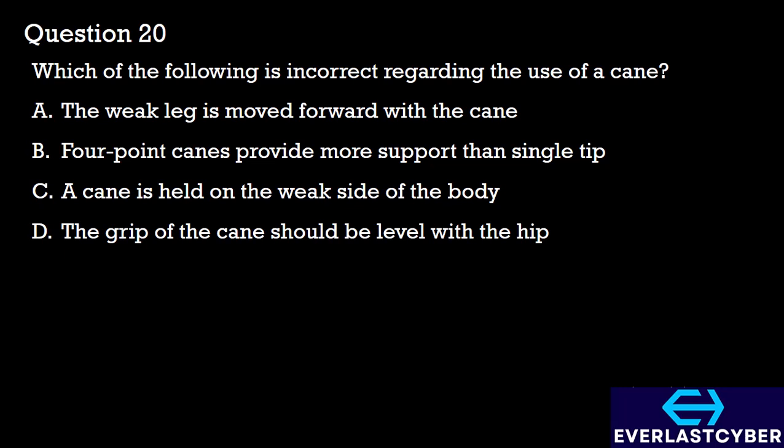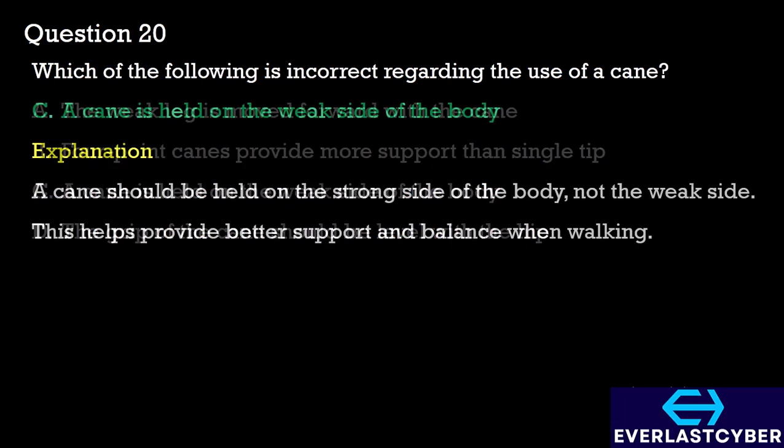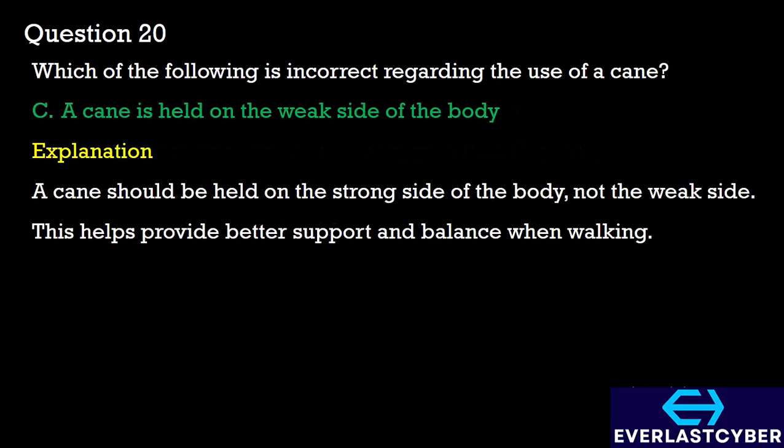So the option that is incorrect here is option C. The cane should always be held on the strong side of the body and not the weak side to provide better support and balance when walking. So option C, where it says a cane is held on the weak side of the body, is incorrect.